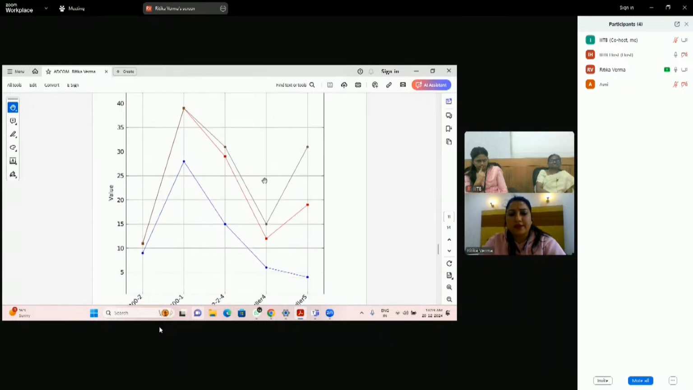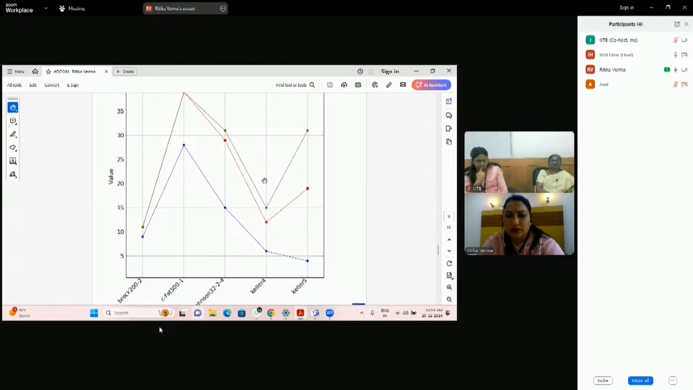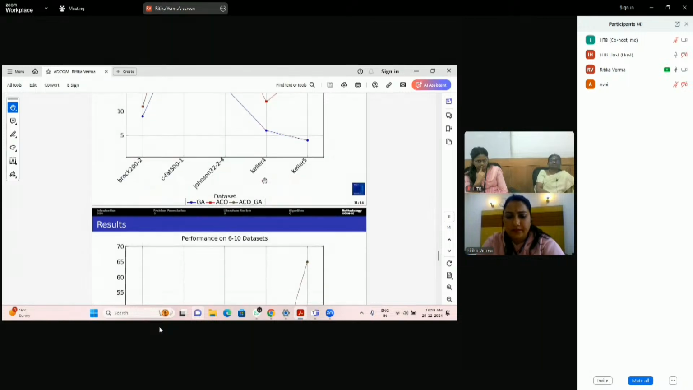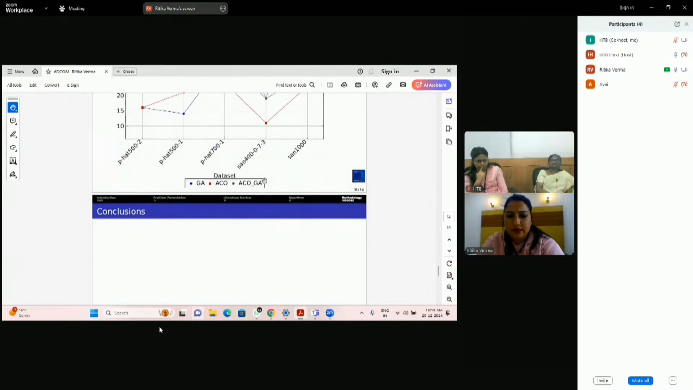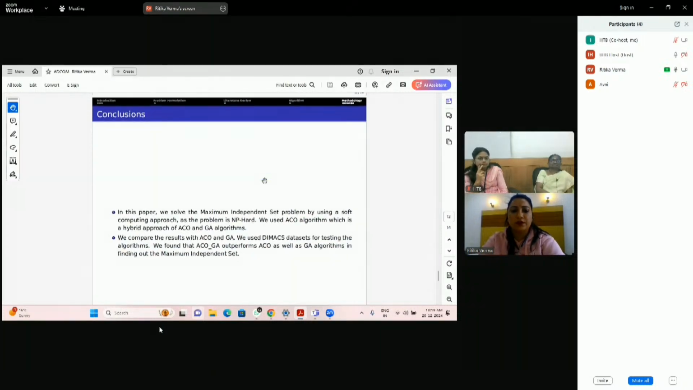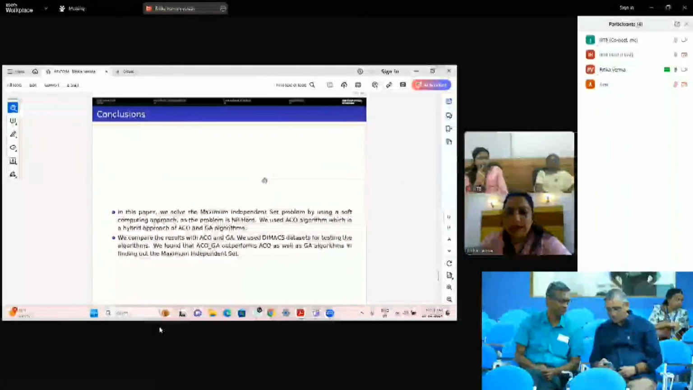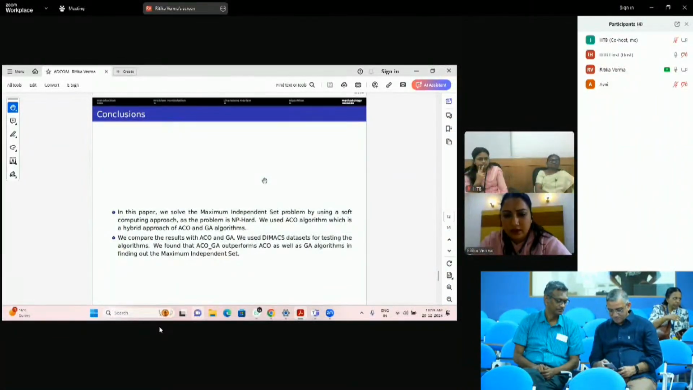ACO and GA are existing algorithms, but my proposed ACO-GA algorithm gives better results than both of the existing algorithms, ACO and GA. This is the conclusion. In this paper, I am using a soft computing technique for solving the maximal independent set, and we compare these results using the DIMACS dataset for testing the algorithm.